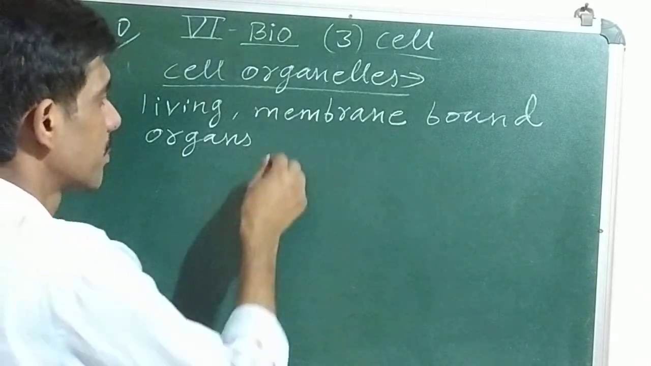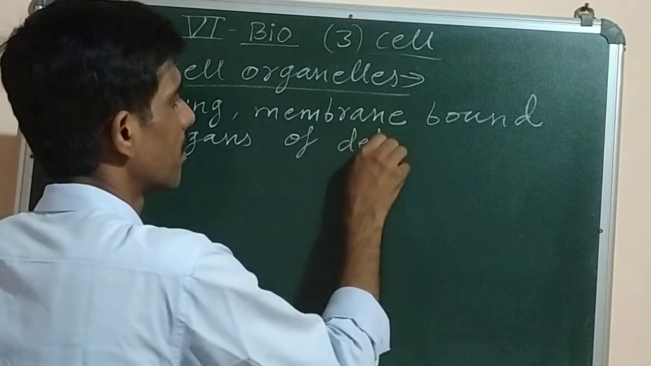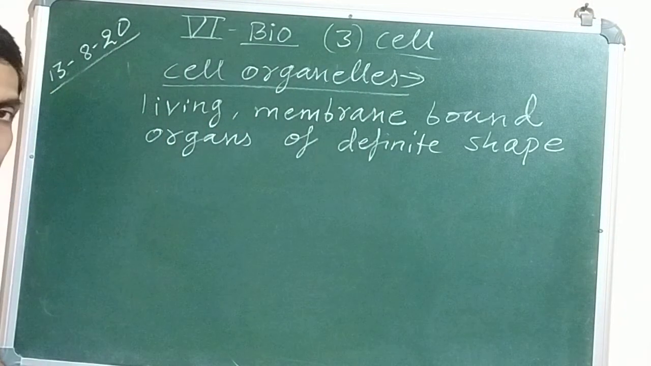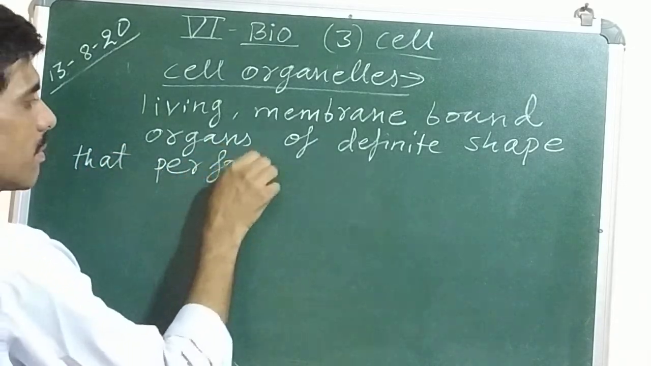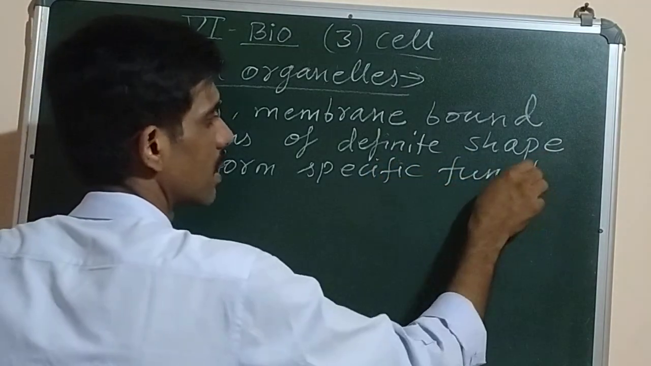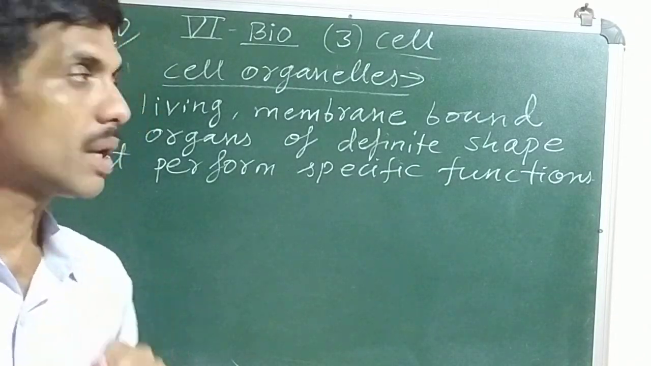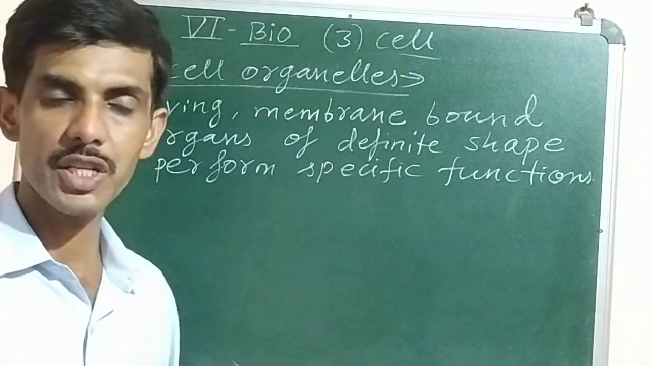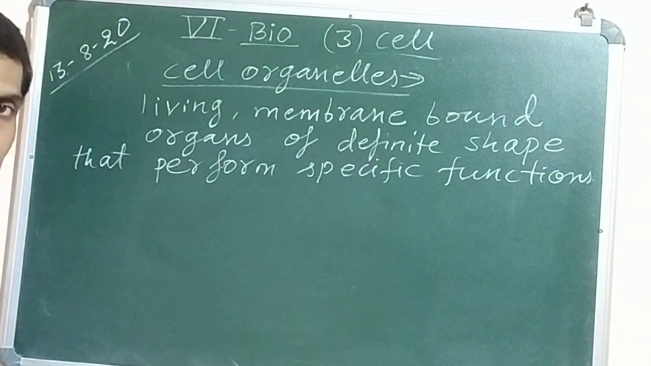Of definite shape, of different shape you can write, that have a definite shape, that perform a specific function. So what is cell organelles? Cell organelles are the living membrane bound organs of definite shape and size that perform a specific function. So one by one we have to study, where they are present? They are present in the cytoplasm of the cell.